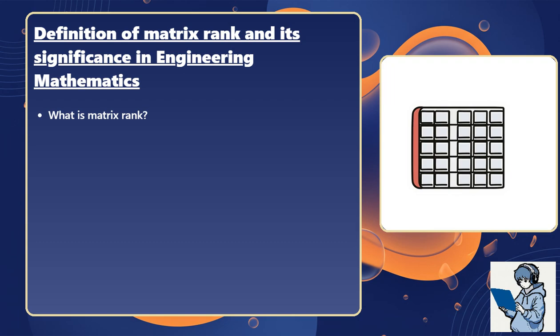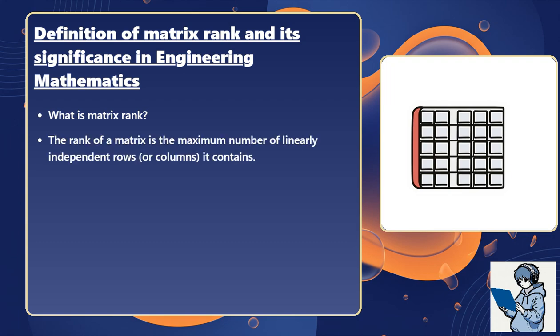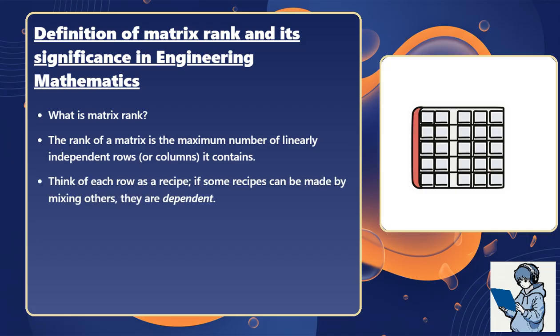What is matrix rank? The rank of a matrix is the maximum number of linearly independent rows or columns it contains. Think of each row as a recipe. If some recipes can be made by mixing others, they are dependent. The rank tells you how many truly different recipes you really have.